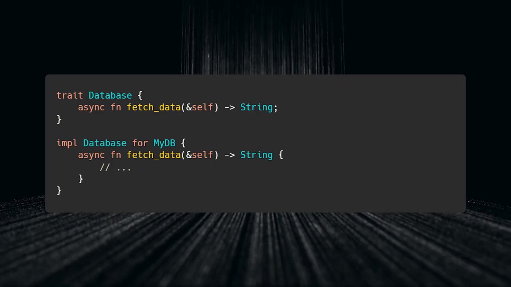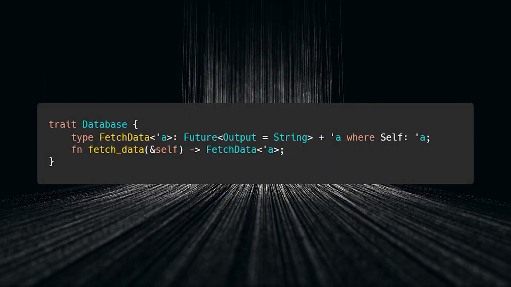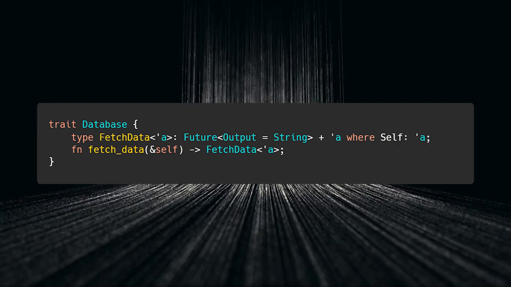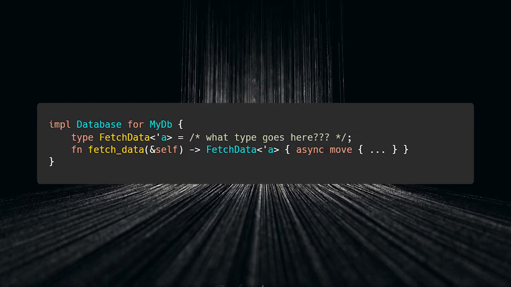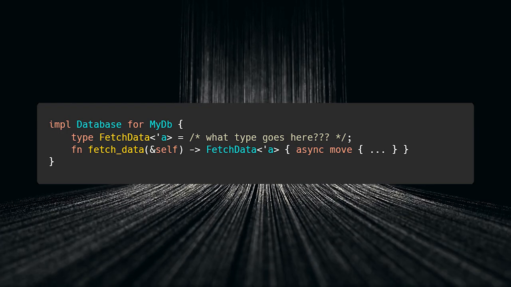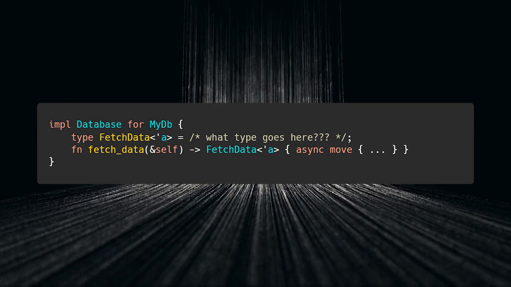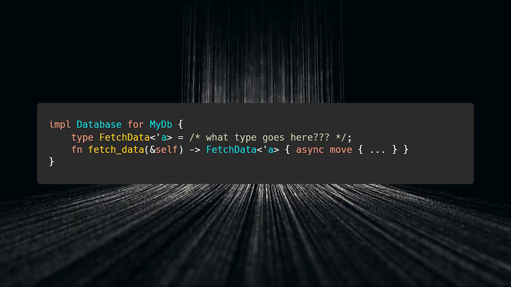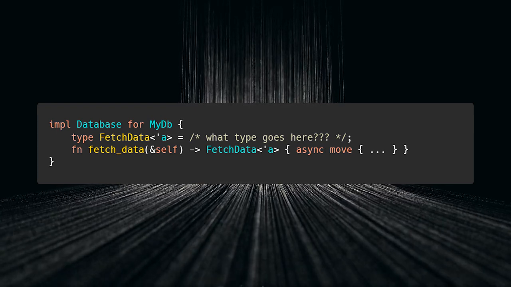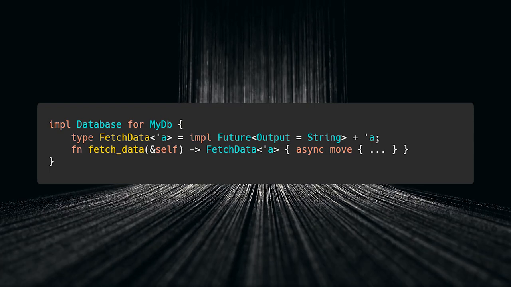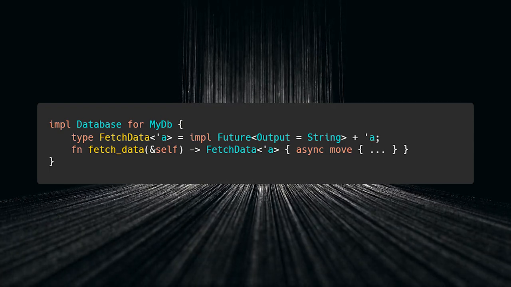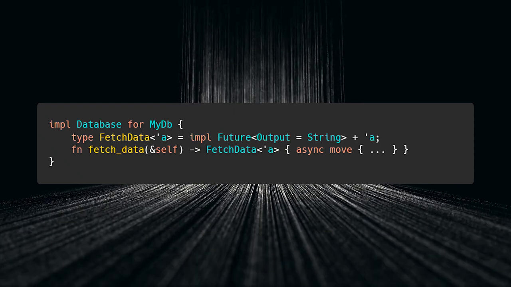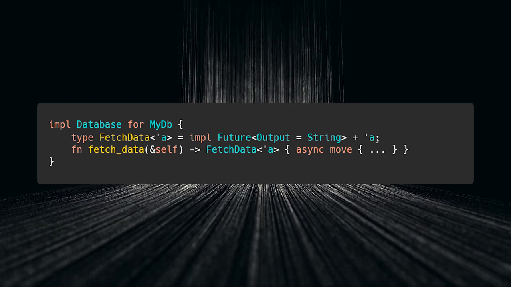of fetch_data explicitly. Here we use generic associated types to specify that fetch_data returns some type that implements the Future trait. The problem is we can't actually implement this trait because we can't name the concrete type returned by an async block. This is because each async block creates a unique type. Instead of specifying a concrete type, we could set fetch_data to impl Future. However, impl Future is not supported in associated types just yet.